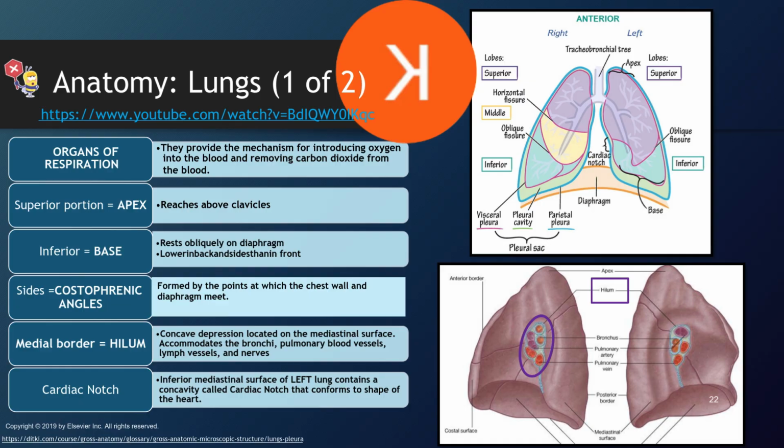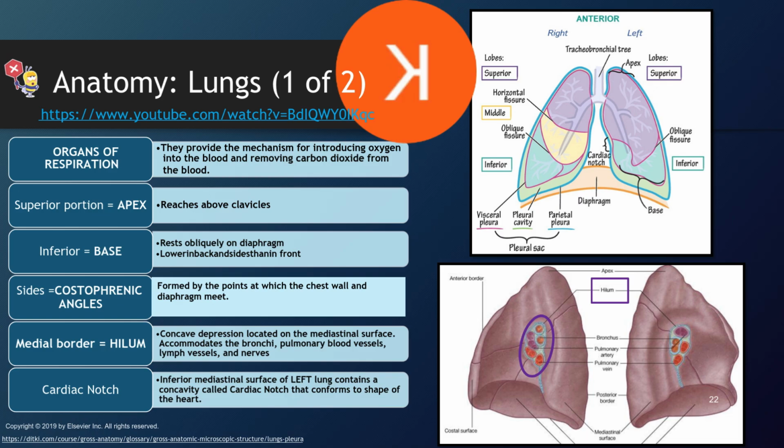The left and right lungs are organs of respiration. They provide the mechanism for introducing oxygen into the blood and removing carbon dioxide from the blood. The superior portion of the lungs contains the apex or apices. It reaches above the clavicles. The inferior portion has the base. It rests obliquely on the diaphragm. It's lower in the back and on the sides than in the front. The sides are called costophrenic angles. They're formed by the points at which the chest wall and diaphragm meet.